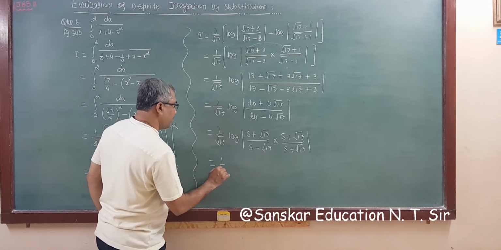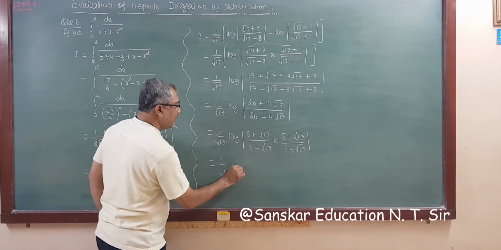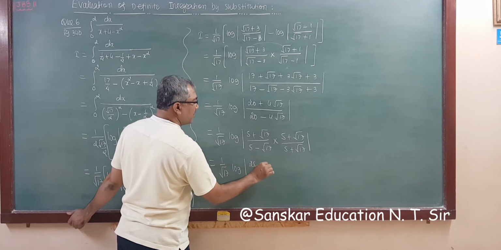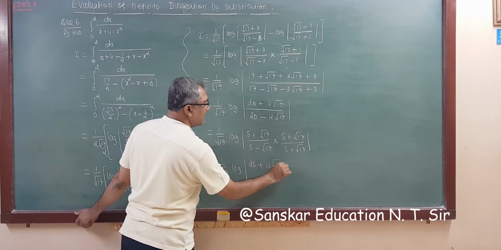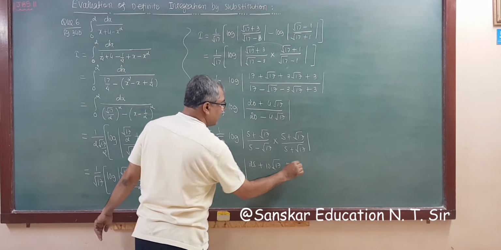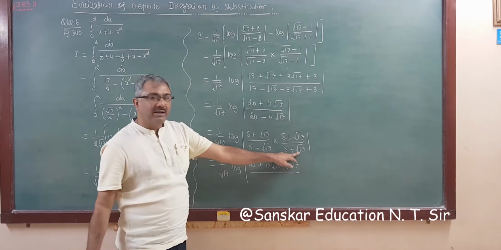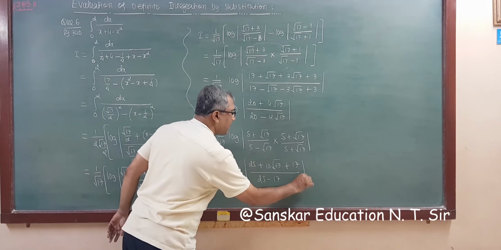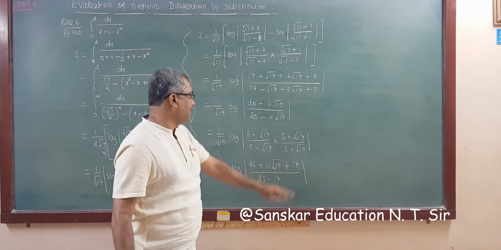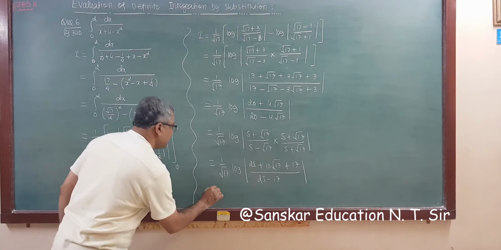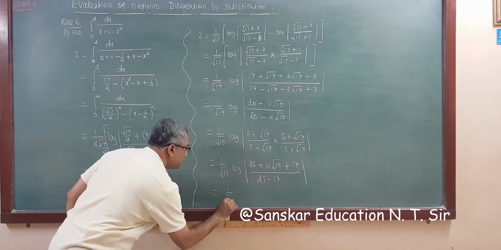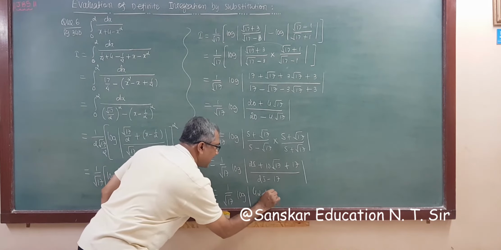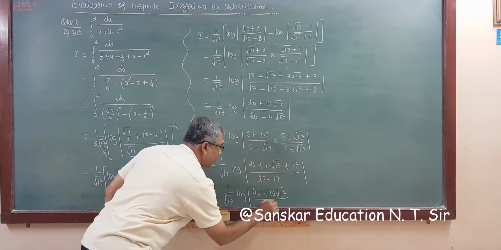So this is 1 upon root 17 log, 5 plus root 17 whole square, that is 25 plus 5 into 2, 10 times root 17, plus root 17 square is 17, whole upon a minus b, a plus b, that is a square minus b square. So 25 plus 17 is 42. So answer is 1 upon root 17 log, 42 plus 10 root 17 whole upon 8.